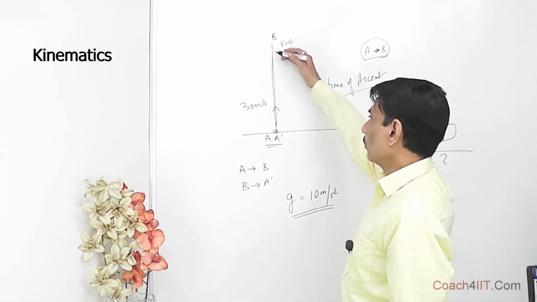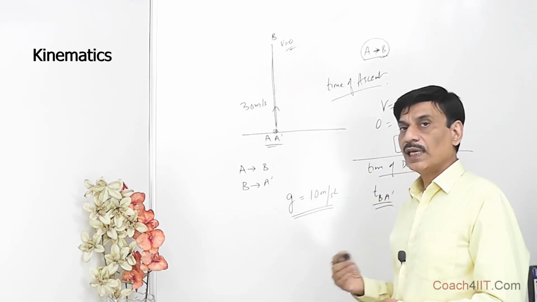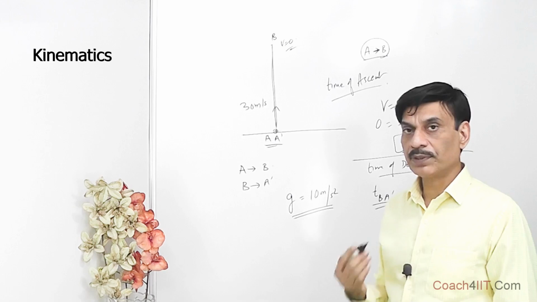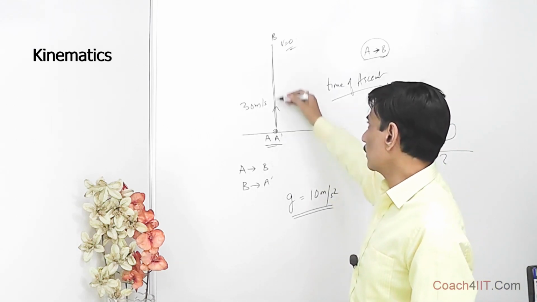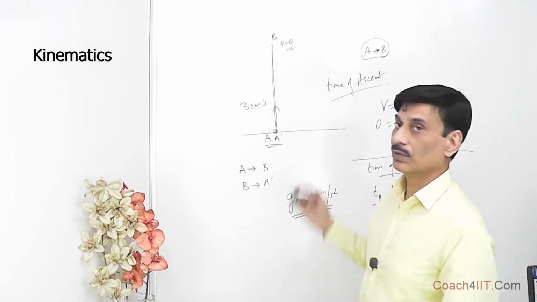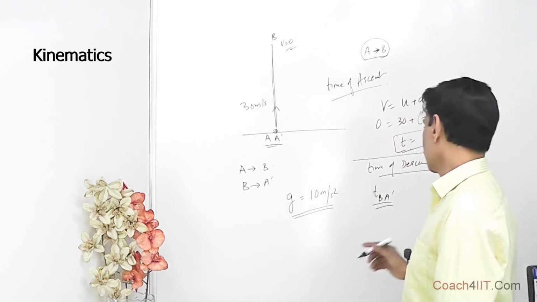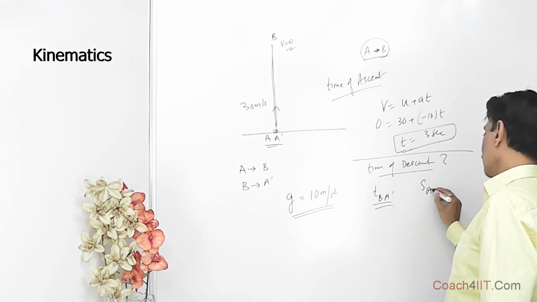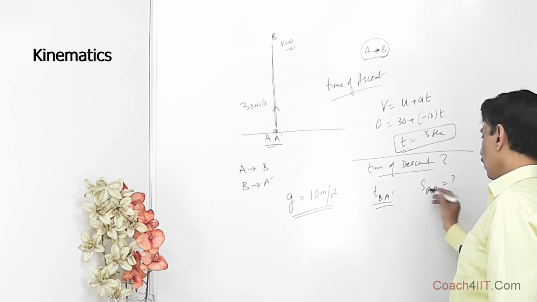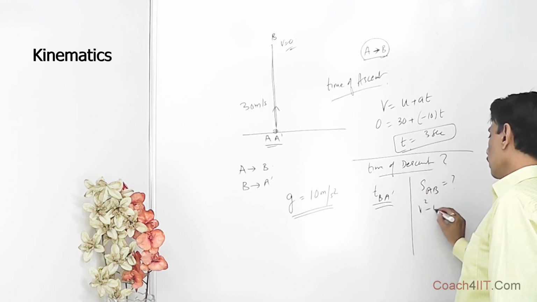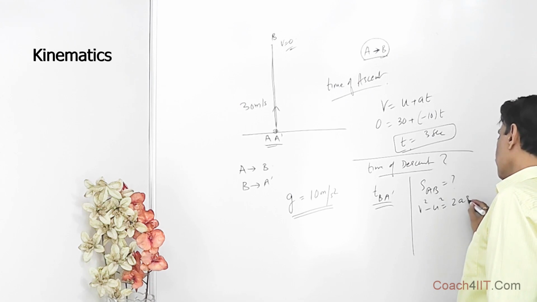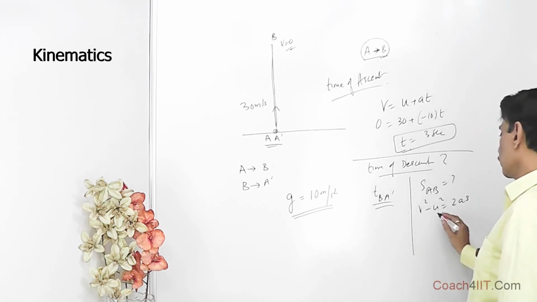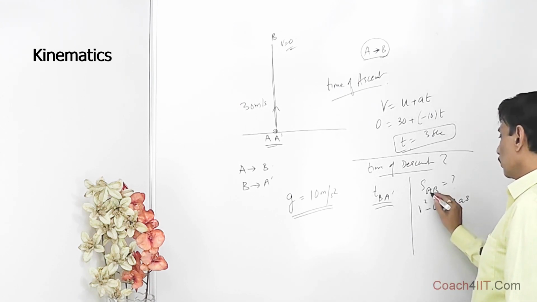Time of ascent will be equal to time of descent, but still we cannot presume it. What we can presume is that whatsoever distance it goes up, the same distance it will come down. It's a simple basic logic. So first let's find out the distance it travels from A to B. For that, we can use the equation V square minus U square is equal to 2AS.